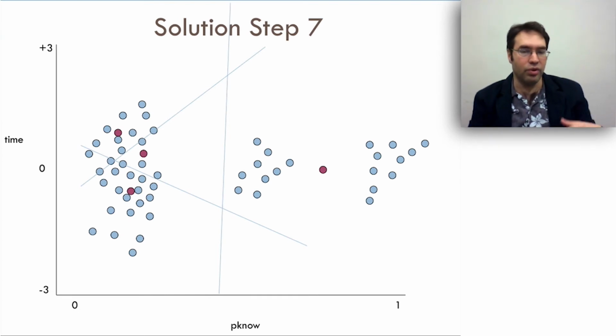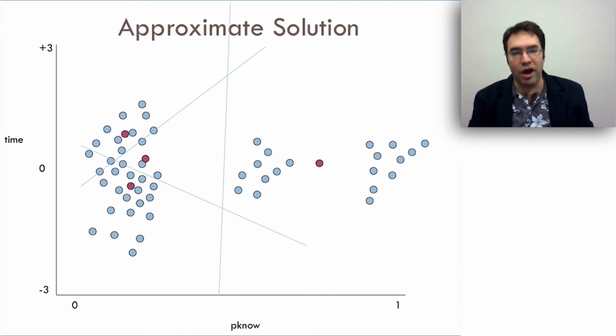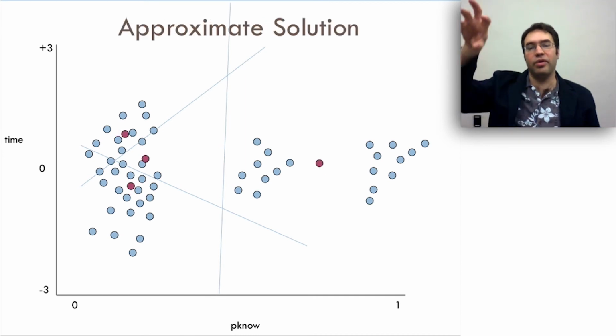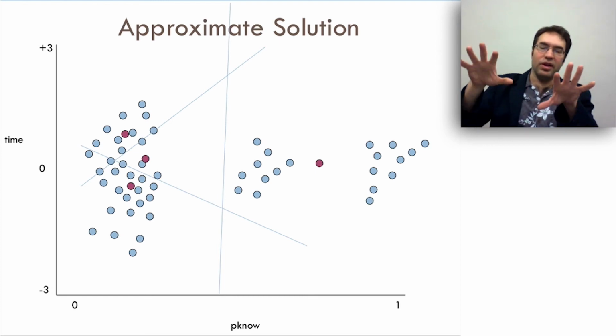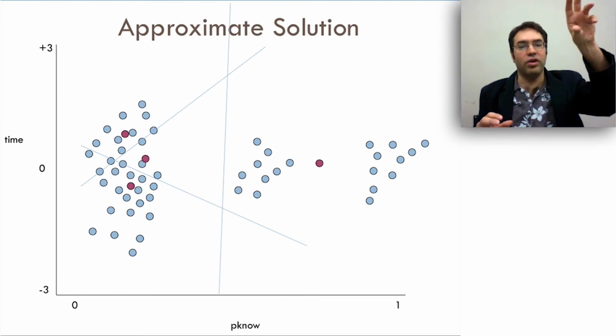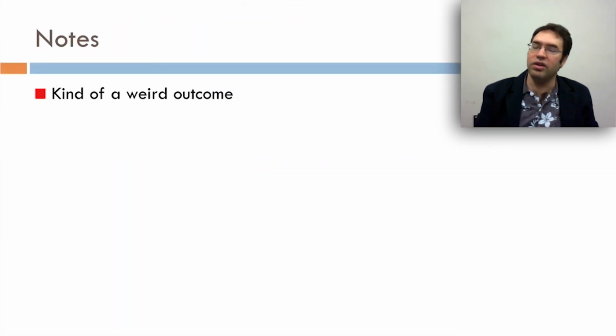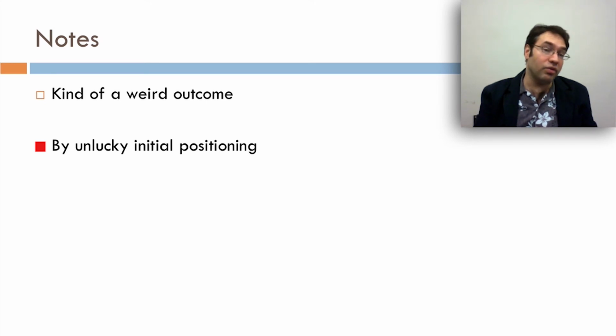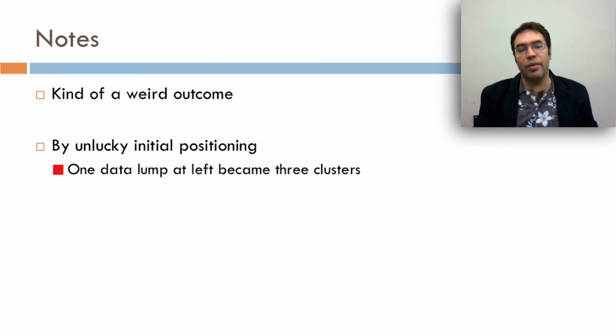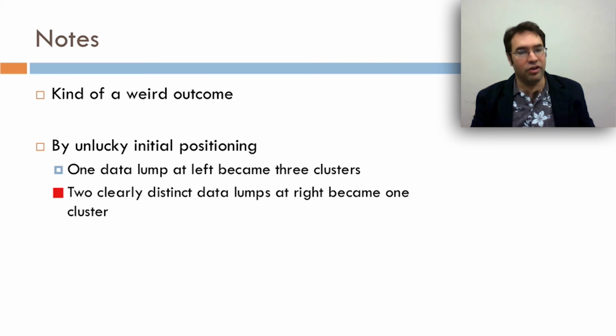And meanwhile, the other 3 centroids are fighting over the remaining points. The approximate solution, more or less, is that we end up with 2 lumps, 2 things that really should be clusters, clustered together, whereas 1 cluster gets split in 3. This is kind of a weird outcome, right? It didn't do very well in this case. We had unlucky initial positioning, and we ended up with something that was kind of bad. 1 data lump at the left became 3 clusters, and 2 clearly distinct data lumps at the right became 1 cluster.